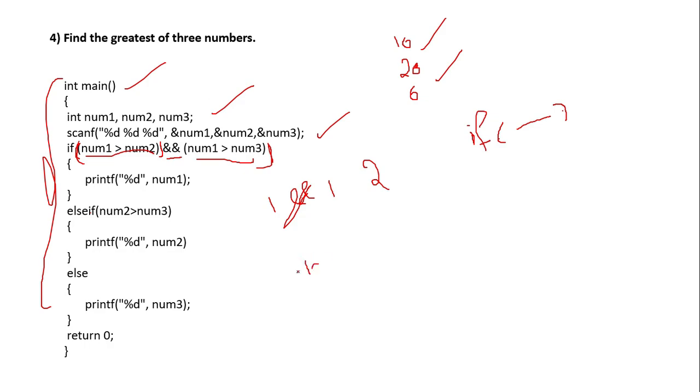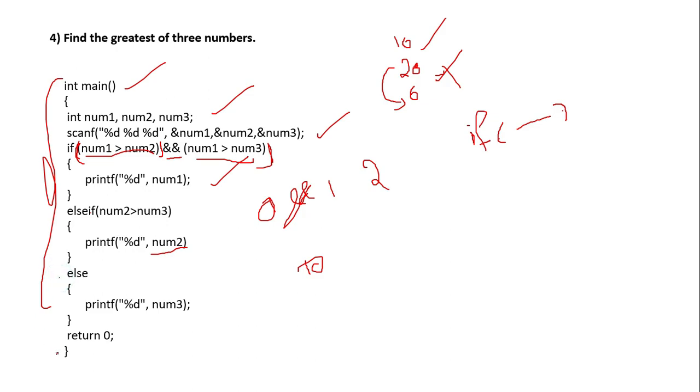Here 10 is printed, but it's not the greatest number since we are comparing another number, right? Here I'm sorry for the mistake. 10 is not greater than 20, so you will get 0 here. 0 logical AND 1, so you will not print this output. It checks num2 greater than num3. Here num2, 20, is greater than 6. So num2 will be printed as the biggest one.